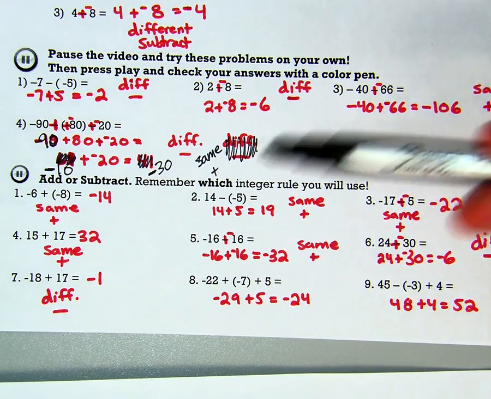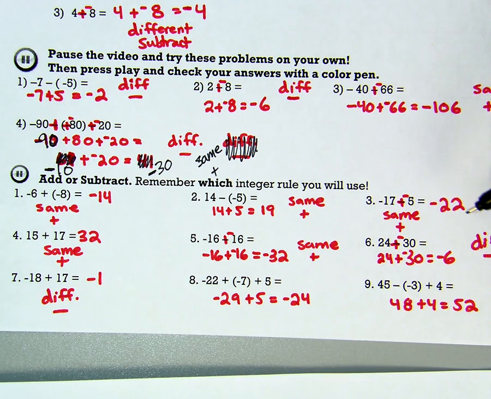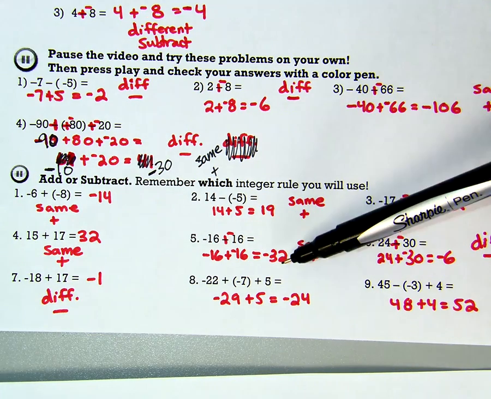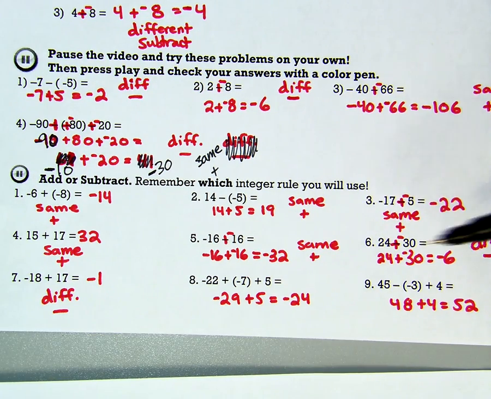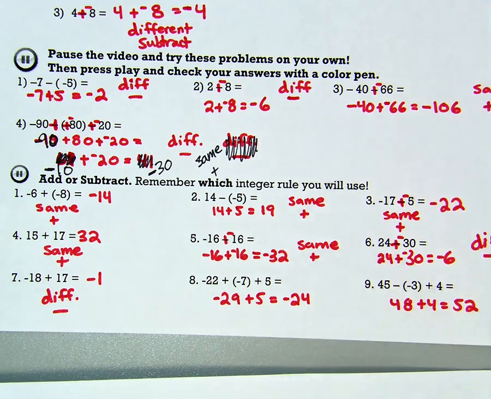All right, so you should have gotten negative 14, 19, negative 22, 32, negative 32, negative 6, negative 1, negative 24, and 52 should be your last answer.